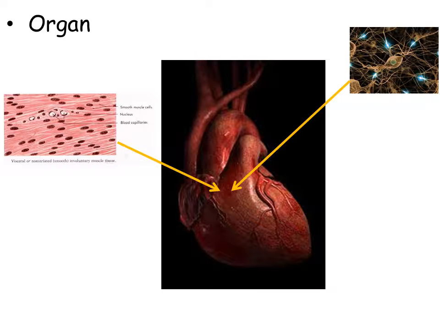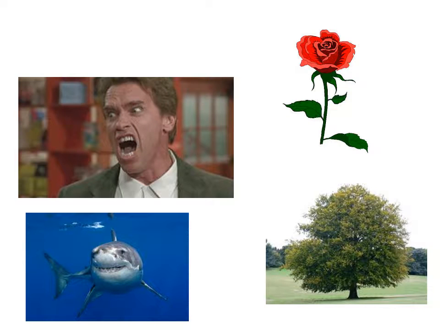So an organ is made up of lots of tissues that work together. When a group of organs work together, it's called an organ system. For example, this is a rather gross picture of your circulatory system. Obviously, in your circulatory system, you've got your heart, but you've also got all the arteries, veins, and capillaries, the blood vessels that will transport the blood. So an organ system is a group of organs working together. When a group of these organ systems work together, like your digestive system and your respiratory system, your breathing system, you get an organism, like this shark, tree, rose, or Arnold Schwarzenegger.